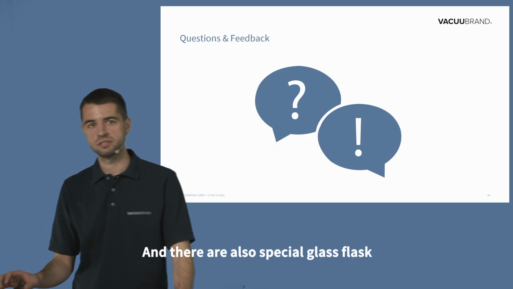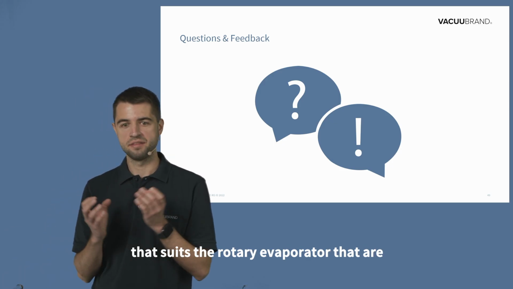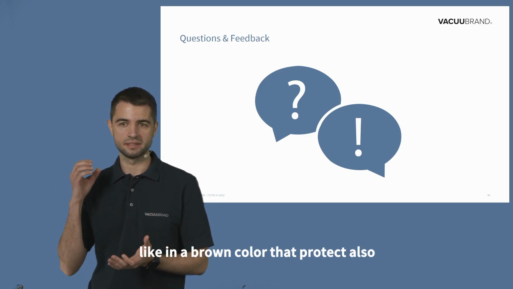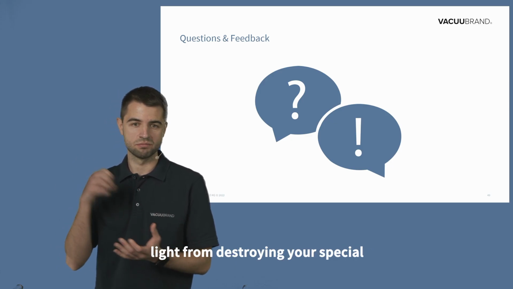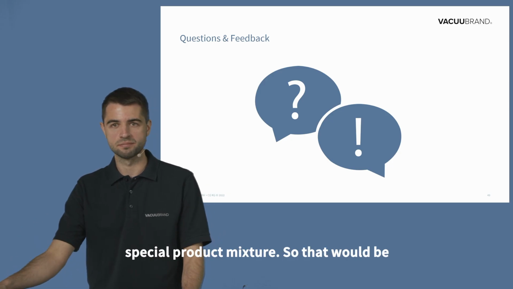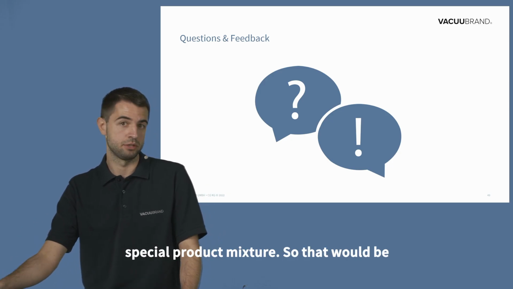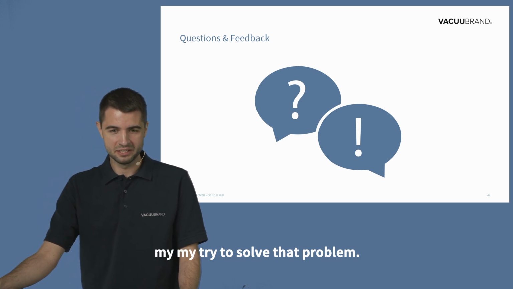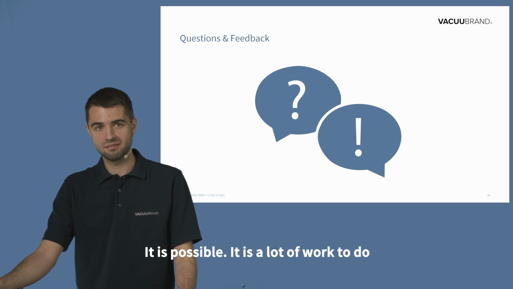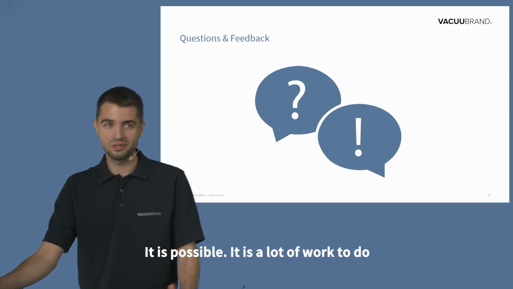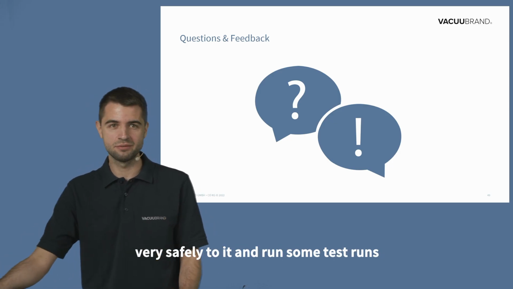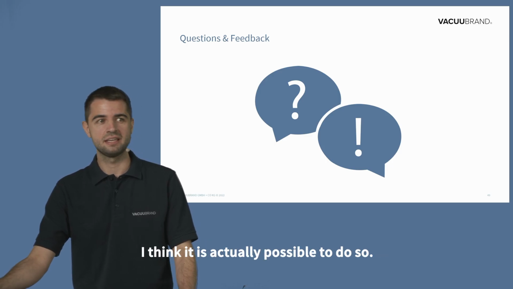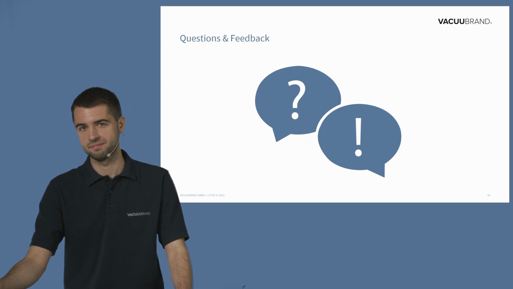And there are also special glass flasks that suit the rotary evaporator in a brown color that also protect your special product mixture from light destroying it. So that would be my try to solve that problem. It is possible. It is a lot of work because you need to wrap it up and look very carefully at it and run some test runs to assure that everything works fine. But I think it is actually possible to do so.